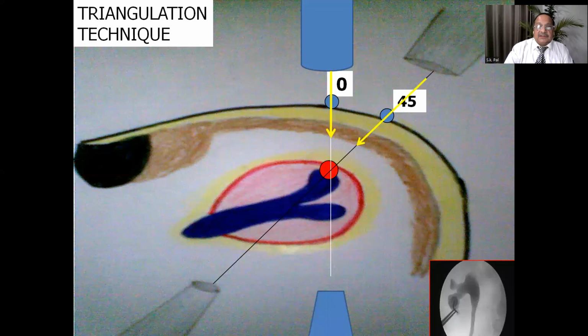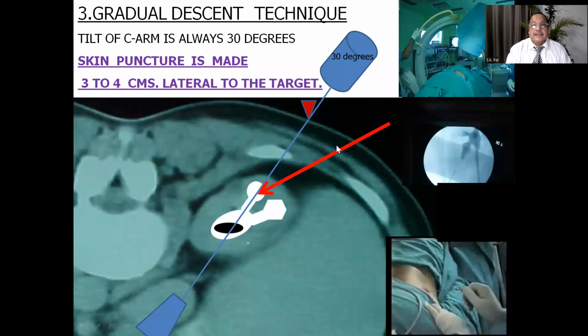Coming to the third technique, this is the triangulation technique where you mark a point A, mark point B, measure the distance between these two, and then you can start at point A. If you measure AB, 1.73 times AB, you will reach the target. If you try to come from this angle, it will be twice the length of AB and you will reach the target. This is triangulation technique.